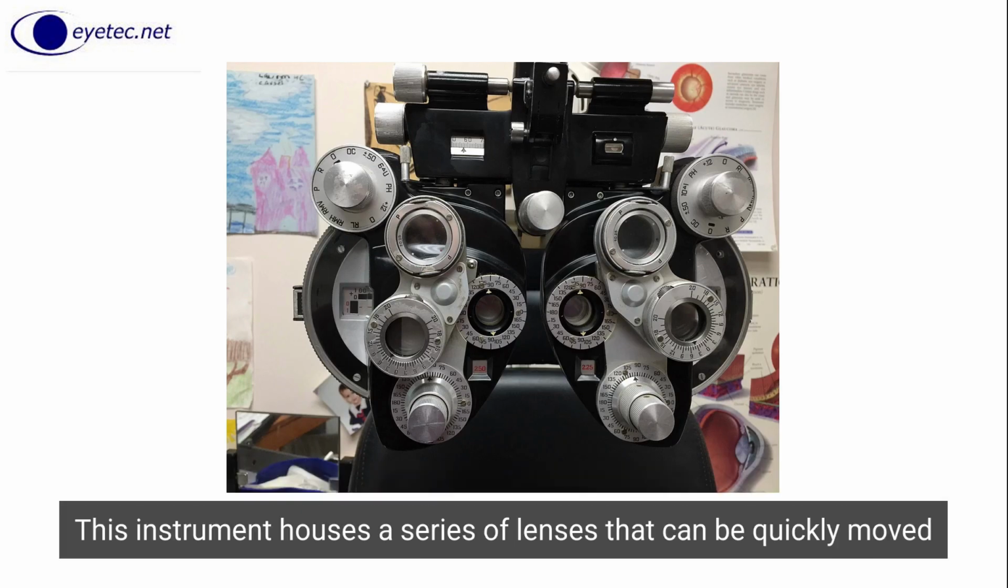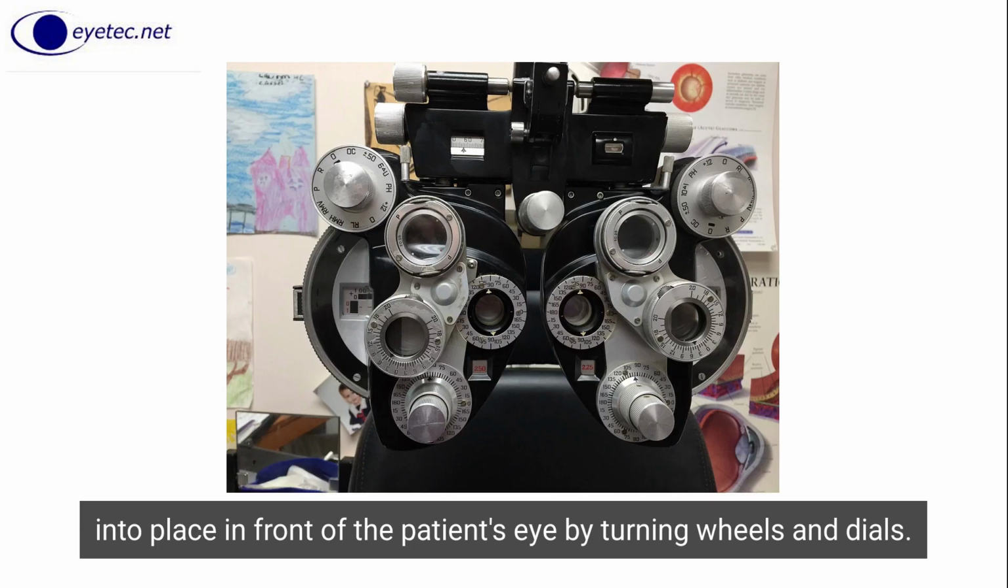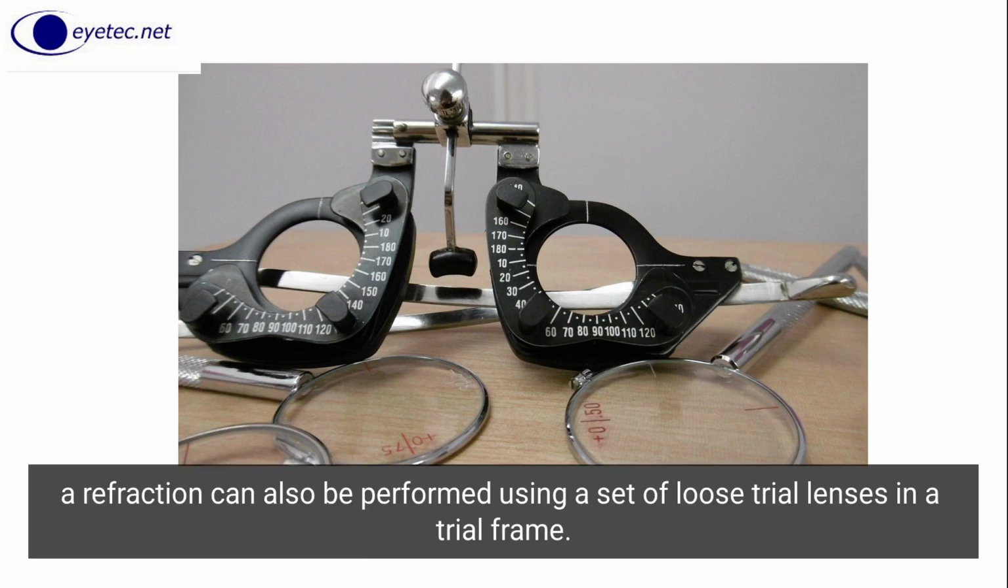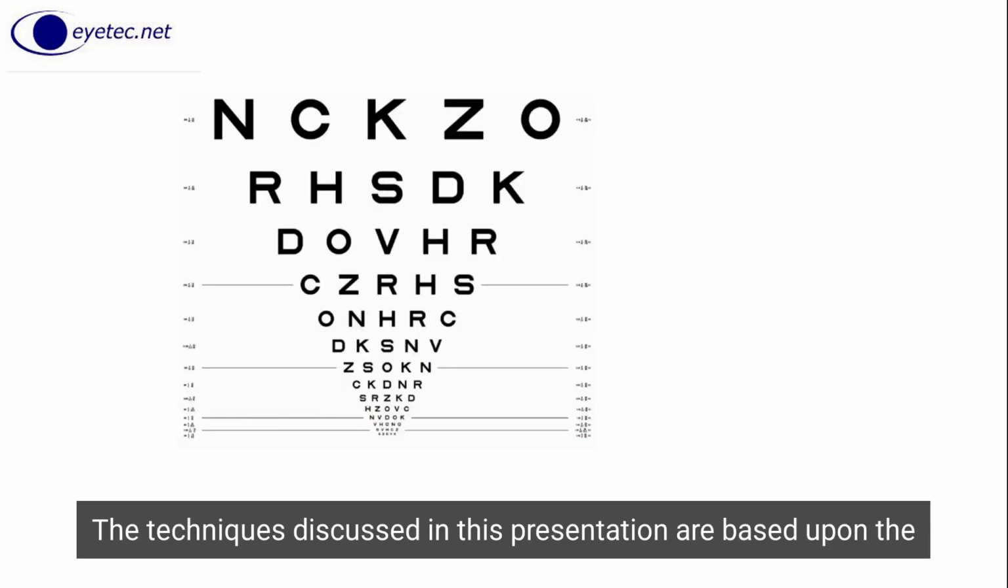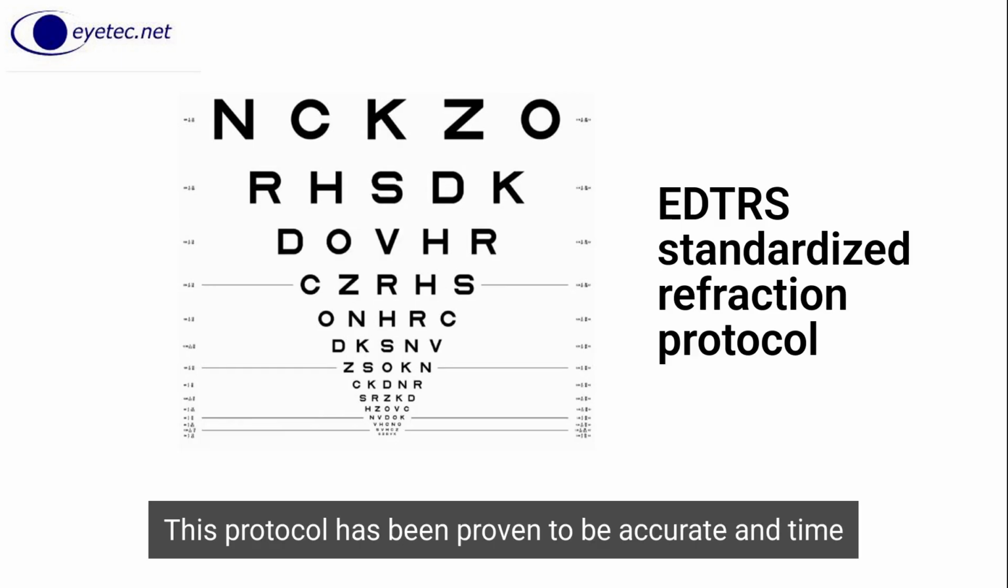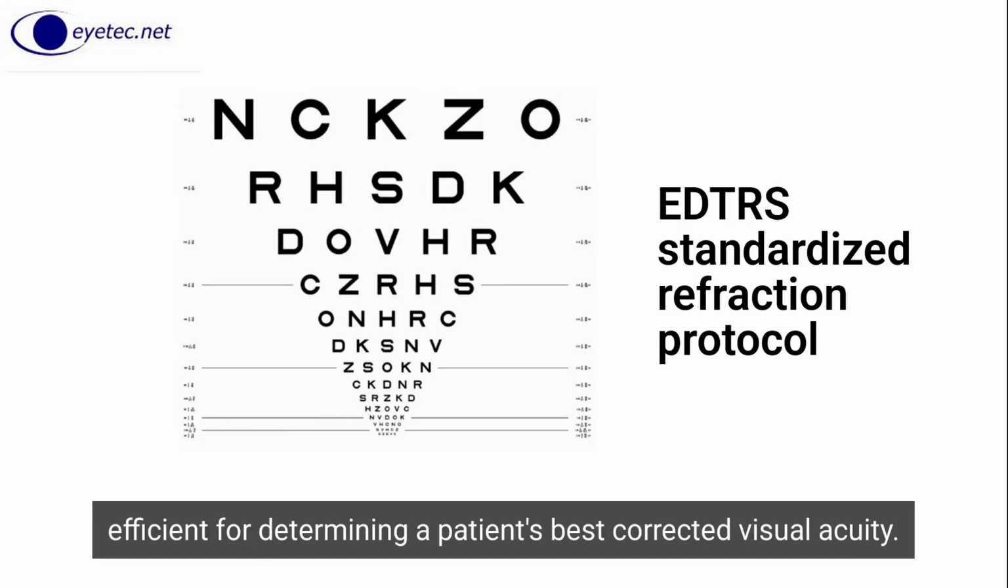This instrument houses a series of lenses that can be quickly moved into place in front of the patient's eye by turning wheels and dials. In special situations, a refraction can also be performed using a set of loose trial lenses and a trial frame. The techniques discussed in this presentation are based upon the ETDRS standardized refraction protocol for clinical research studies. This protocol has been proven to be accurate and time efficient for determining a patient's best corrected visual acuity.